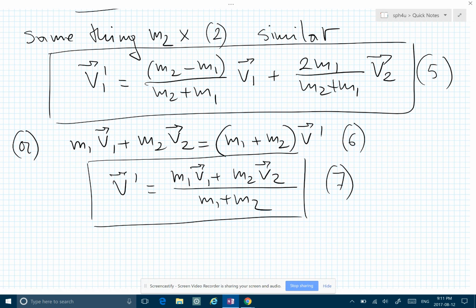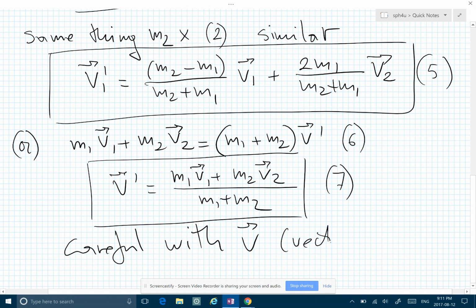And again, careful with velocities, right? Because they are vectors and you have to make sure you take care of the signs.